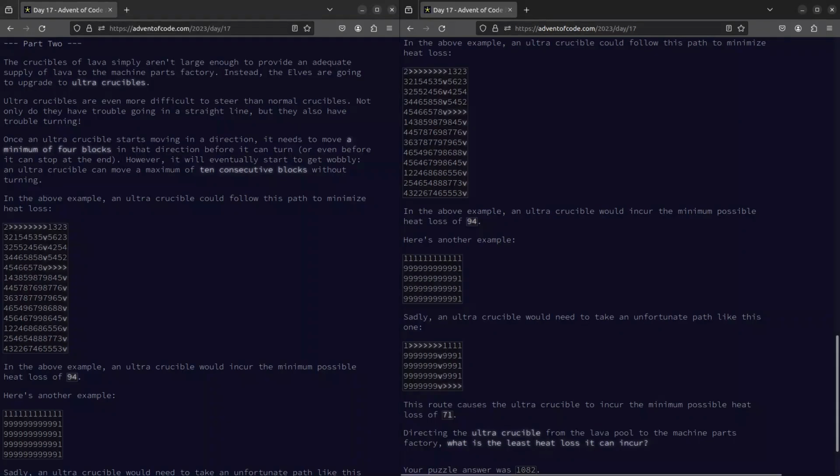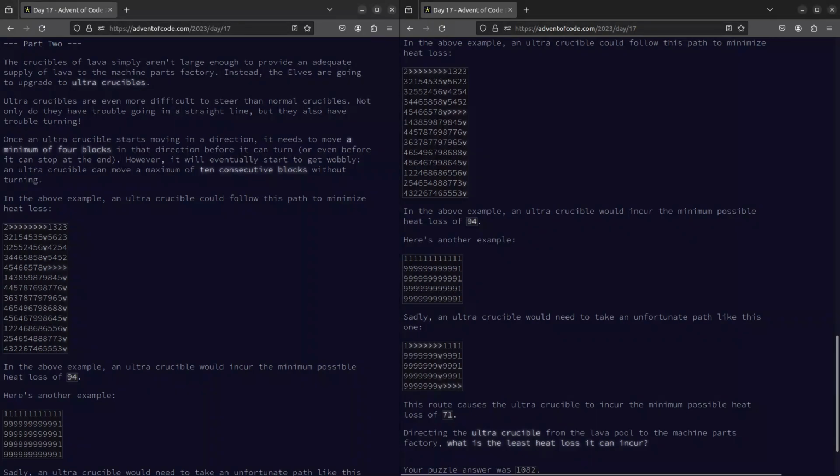In the second part, the elves upgraded to Ultra Crucibles. Ultra Crucibles are even more difficult to steer than normal crucibles. Not only do they have trouble going in a straight line, but they also have trouble turning. Once an Ultra Crucible starts moving in a direction, it needs to move a minimum of 4 blocks in the direction before it can turn, or even before it can stop at the end.